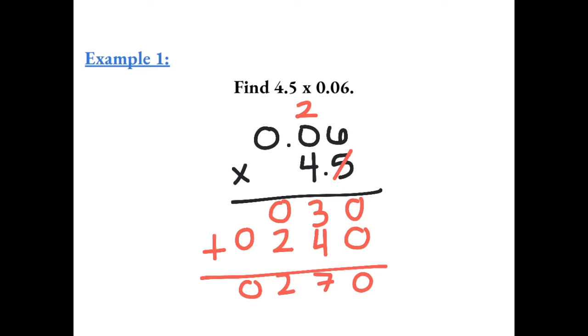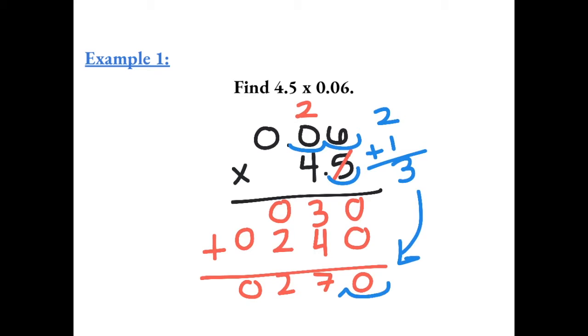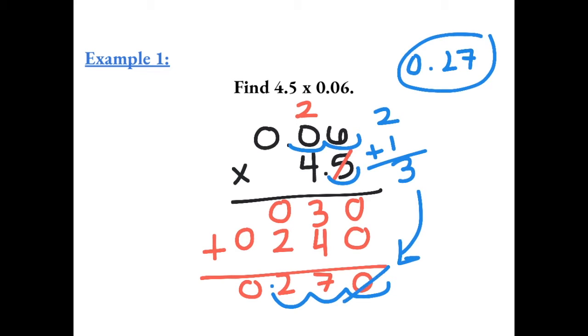Now, the first number has 2 numbers after the decimal, and the second number has 1 number after the decimal, so we add that and get 3, which means our answer should have 3 numbers after the decimal. 1, 2, 3. So our final answer is 0.27. Remember, we don't need zeros at the end of our answer.